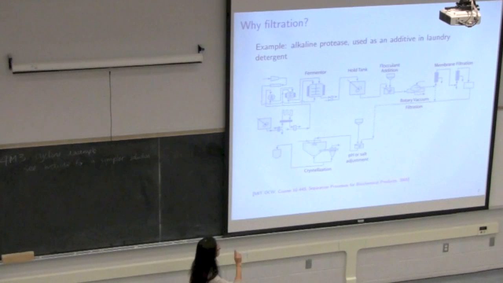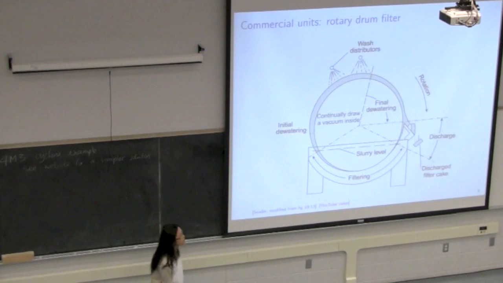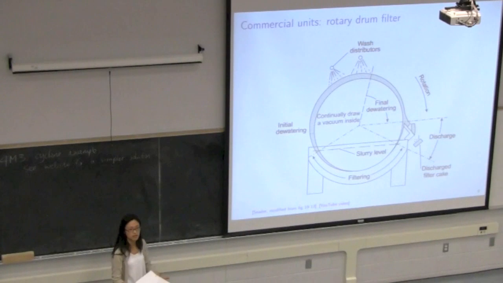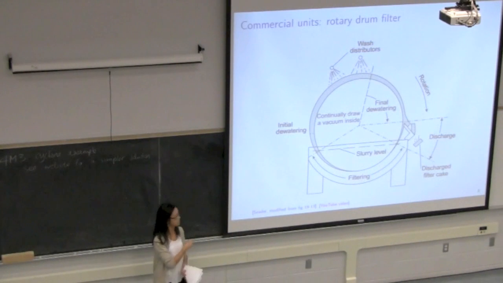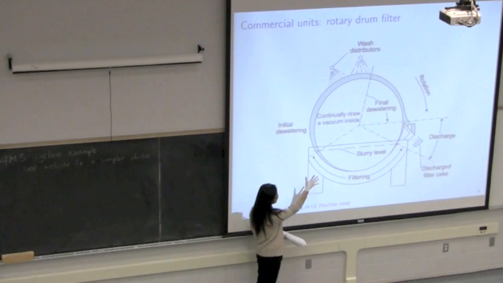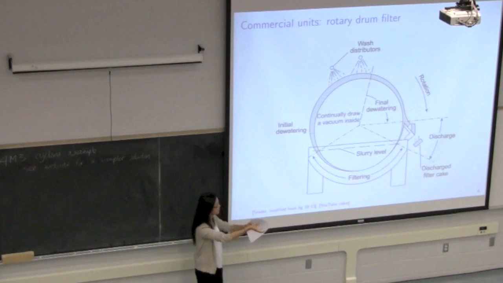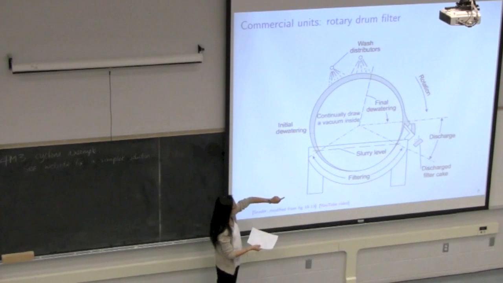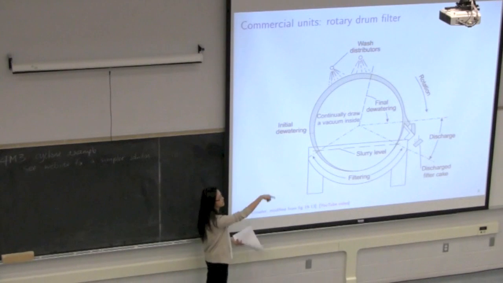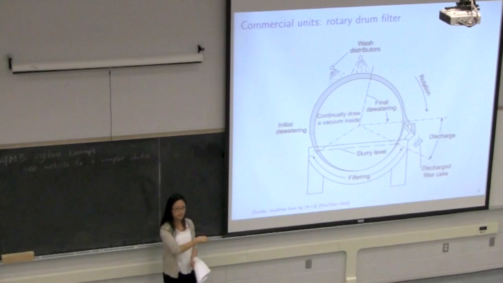Okay. But in today's class, we're going to really focus on the rotary vacuum filtration step. So if we look at just a rotary drum filter, the type of equipment to filter your slurry. So here is a cross section of the rotary drum. Here at the bottom is all of the slurry. So when it's rotating, it has a vacuum in the middle, and it's pulling the slurry from the bottom and also drying it at the same time. And the retained solids are on the outer edge of that vacuum drum. So the gray area is where your cake is forming.